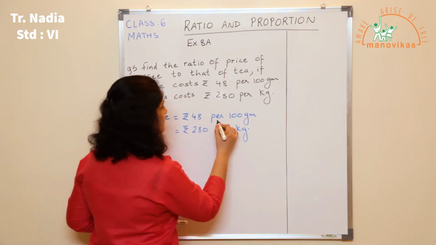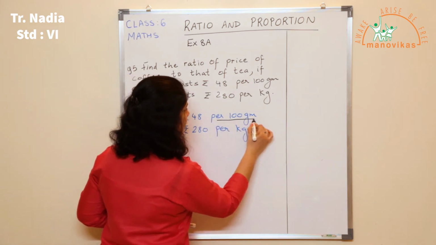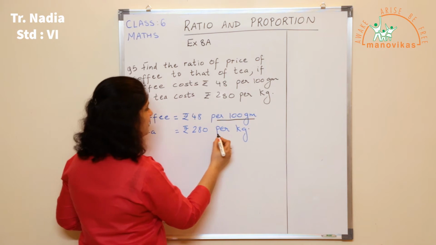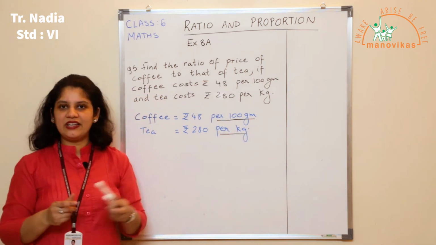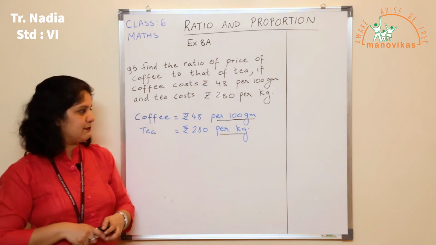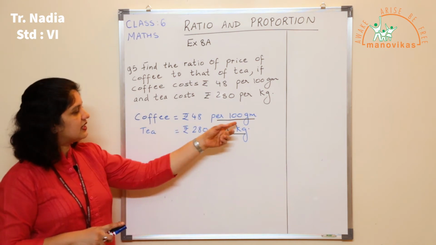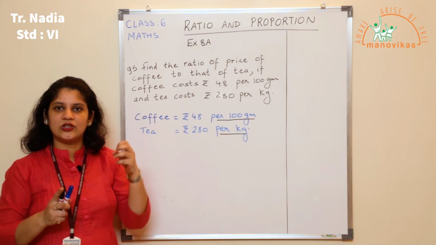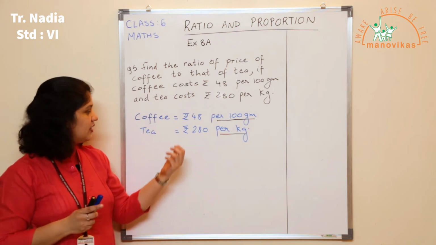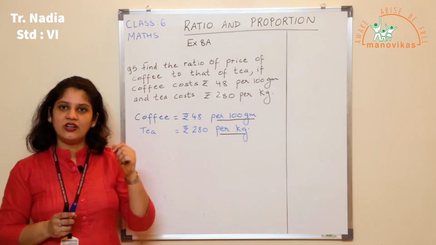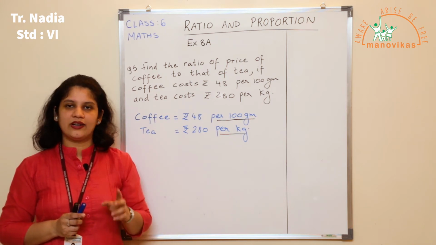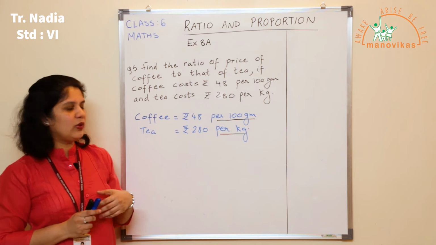Now children, can you see here the problem to find the ratio is the price of coffee is given with respect to 100 grams, but the price of tea is given with respect to kilogram. Now it will be very difficult for me to compare the price because the cost of coffee is just for 100 grams. I just know the cost of 100 grams. Whereas when tea is concerned, I know the cost for 1000 grams. 1 kilogram is 1000 gram.